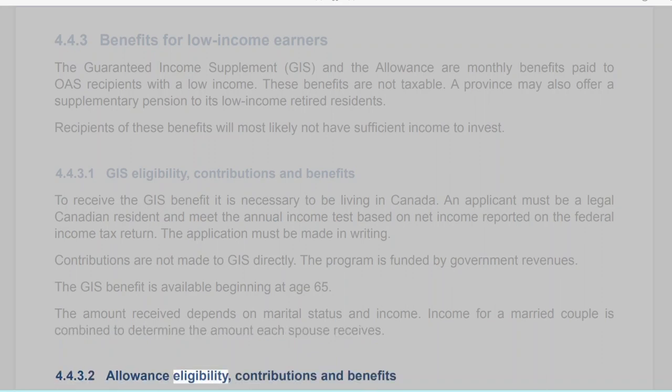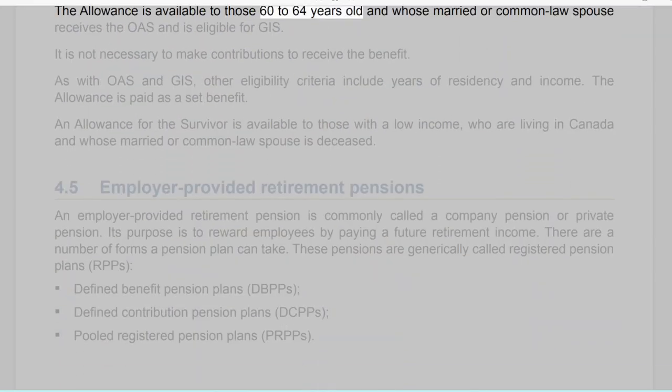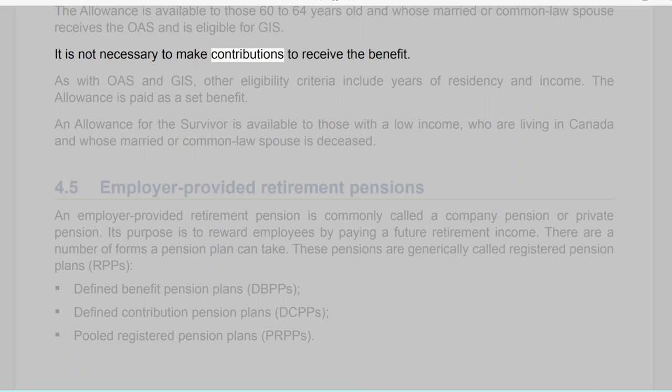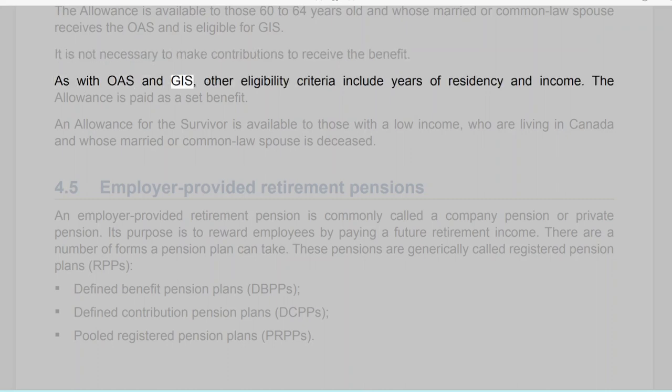4.4.3.2 Allowance eligibility, contributions, and benefits. The allowance is available to those 60 to 64 years old and whose married or common-law spouse receives the OAS and is eligible for GIS. It is not necessary to make contributions to receive the benefit. As with OAS and GIS, other eligibility criteria include years of residency and income. The allowance is paid as a set benefit.